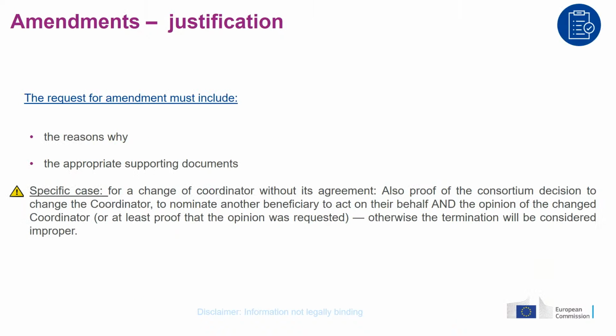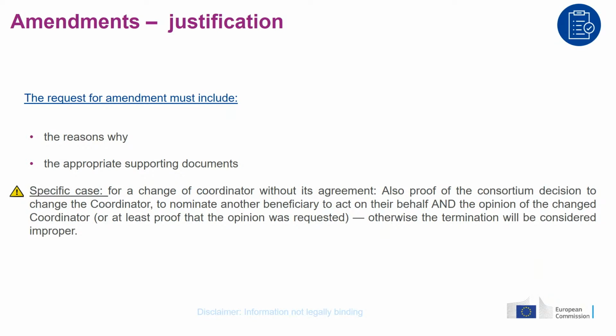Still from the side of the procedure, what needs to be indicated in your amendment? We need to know the reasons justifying the amendment, and we need to have documents supporting your amendment. So just a few examples. If your amendment is a request to add an affiliated entity, an affiliated entity is a type of third party which has a legal link with a beneficiary. Well, you will have to provide as a supporting document proof of this legal link with a beneficiary.